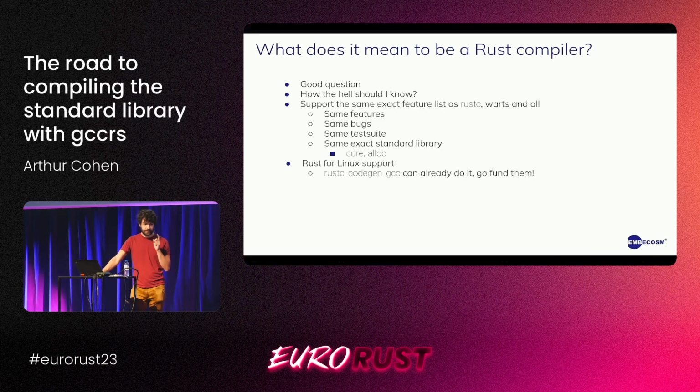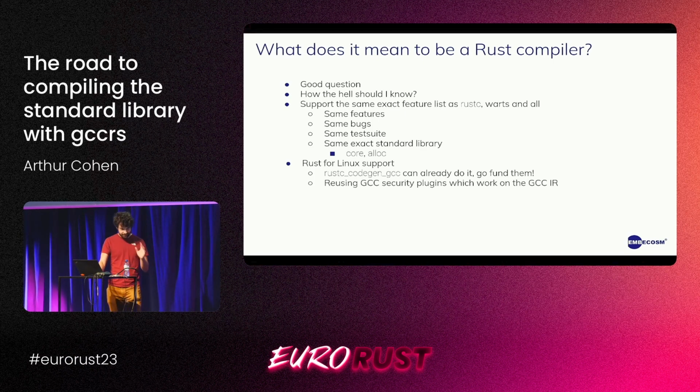One thing I will note is the CodeGen GCC project, which is different from GCC-rs. The CodeGen GCC project is being worked on by Guillaume Gomez and Antoni Boucher, and they can already compile Rust for Linux. You should go and use that compiler, not mine. You should fund them. They are much more advanced, much more likely to succeed than us, and they're doing an amazing job. So go ahead and work with them, fund them. They will be very thankful.